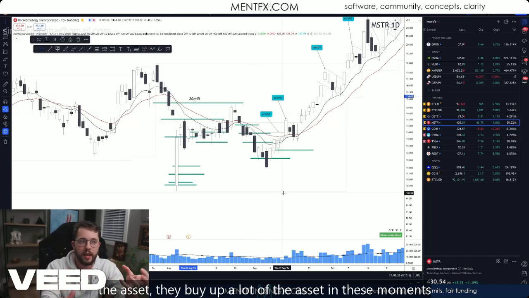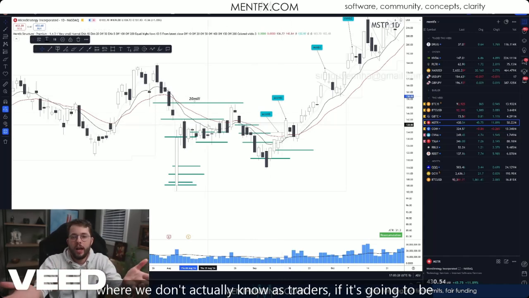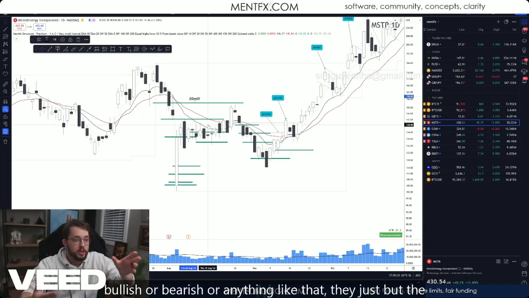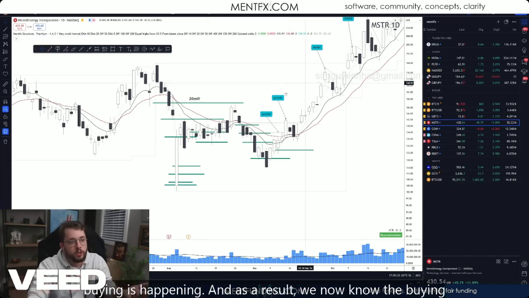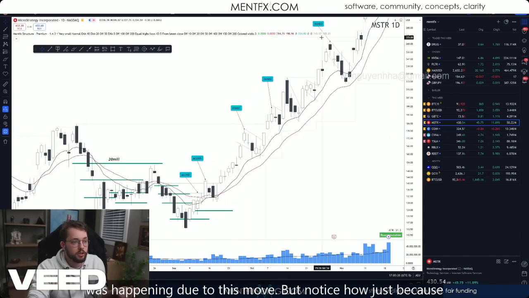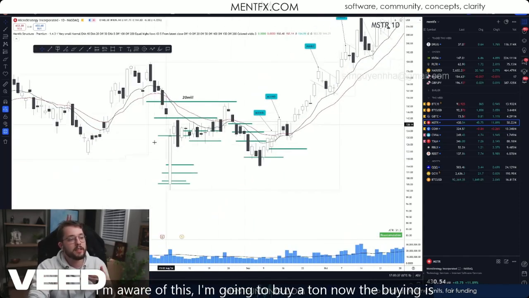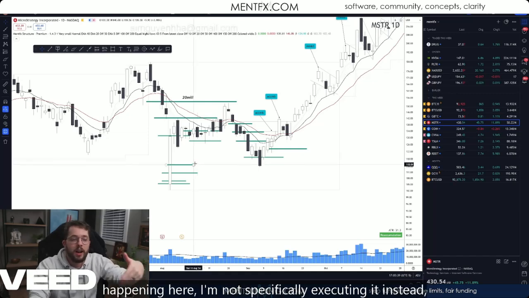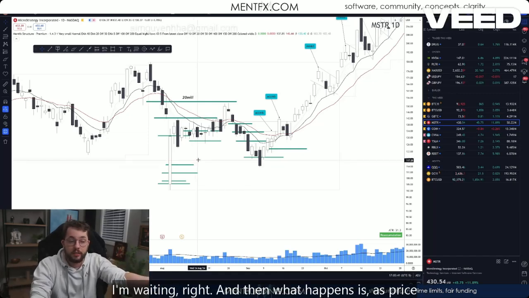They buy up a lot of the asset in these moments where we don't actually know, as traders, if it's going to be bullish or bearish or anything like that. But the buying is happening. And as a result, we now know the buying was happening due to this move. But notice how just because I'm aware that the buying is happening here, I'm not specifically executing it. Instead, I'm waiting.